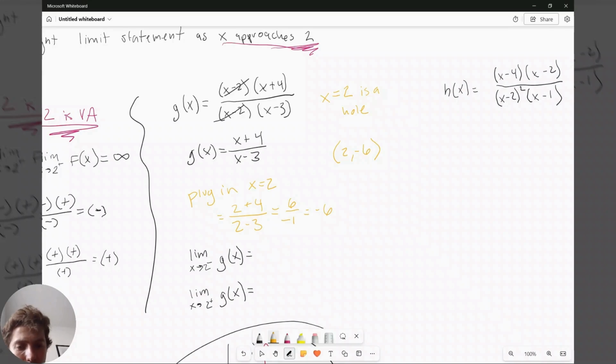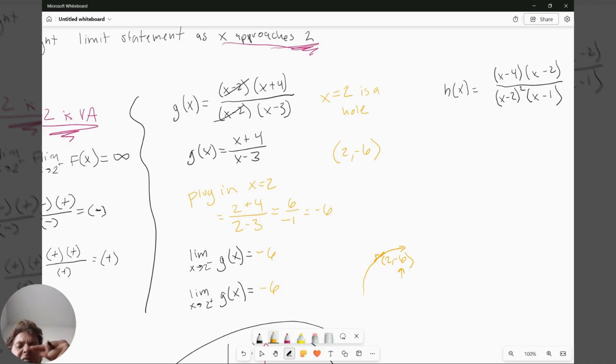So since our function approaches a hole, what that would mean is somewhere on your function, right, it might look something like this. We're going to get to this coordinate (2, -6). So on the left side, your graph is still getting close to that y value of -6. The right side of your graph is still getting very, very close to that y value of -6. Both sides get super, super close to it.